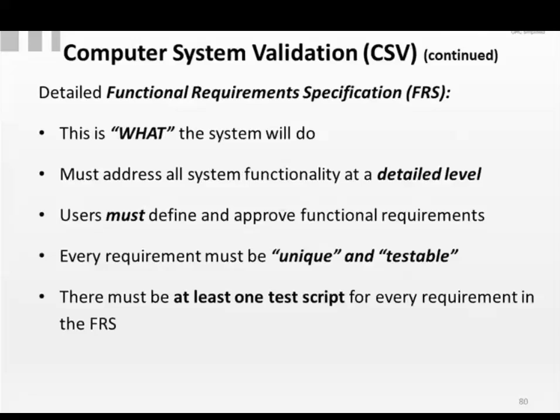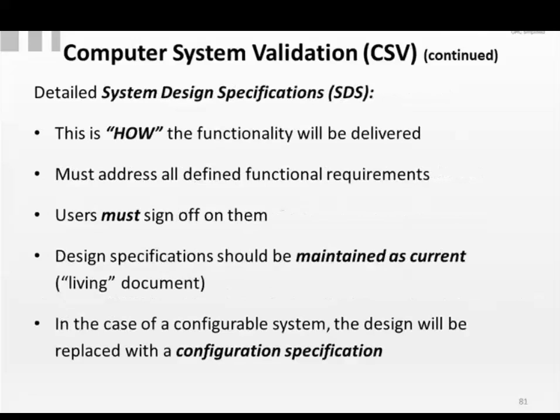And where the FRS and URS tell you what the system will do, they have to be unique and testable functions. There has to be at least one test script for every requirement in the FRS. Now, the system design specification, or configuration specification if it's a configurable system, tells you how the functionality will be delivered. That has to be addressed so that you make sure every functional requirement has at least one design specification showing how it's delivered. Users sign off on this, and you maintain them as current documents.